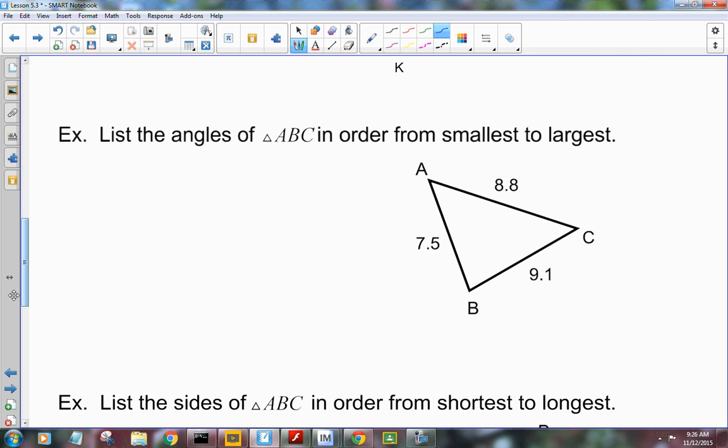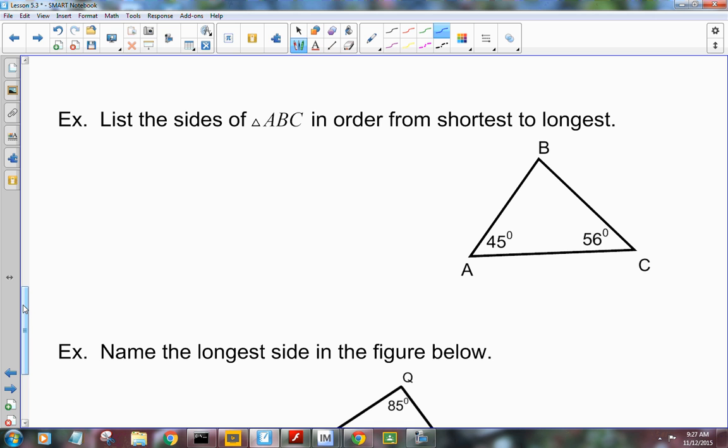Alright. So, let's list the angles of triangle ABC in order from smallest to largest. Now, in your homework, make sure that you follow the directions that it asks you to do. If it's largest to smallest, then you go largest to smallest. So, what would be my smallest? Angle C is going to be the smallest. Then angle B, and then angle A. Good.